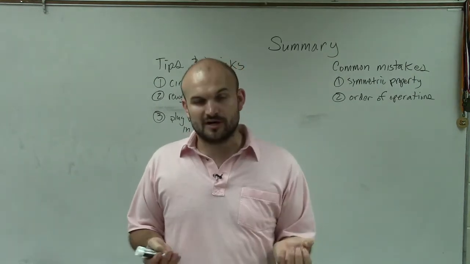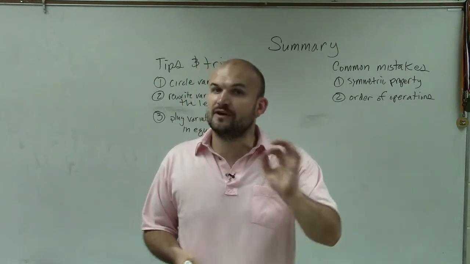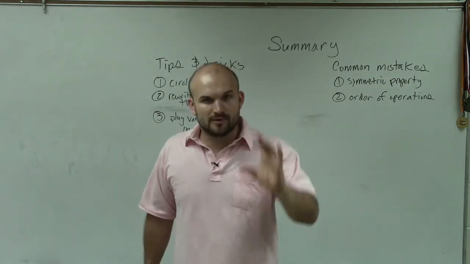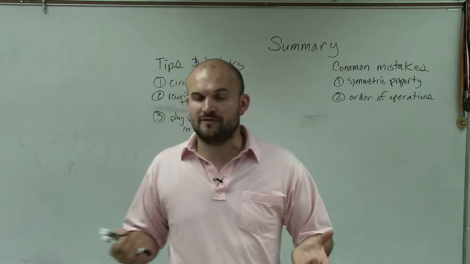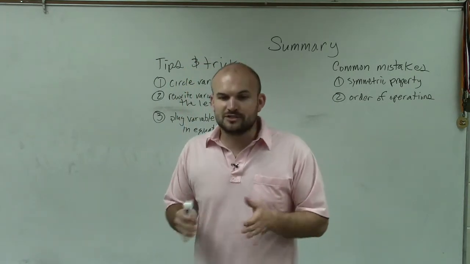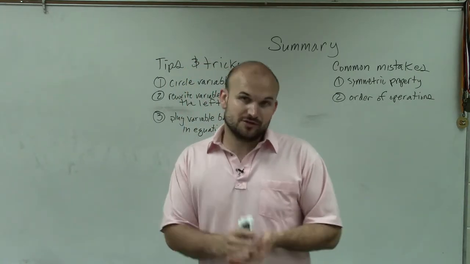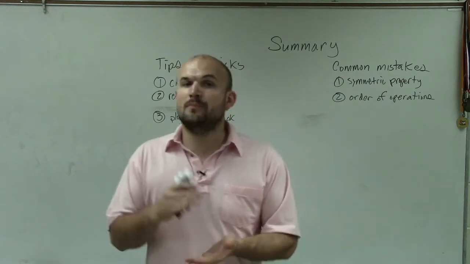So first of all, to go through a two-step equation, basically we're going to have two operations that are happening to the variable. So we want to isolate the variable, get the variable by itself. To do that, we want to make sure we locate the variable and then locate the two operations that are happening to the variable. We want to make sure we always undo addition and subtraction first, and then undo multiplication and division.